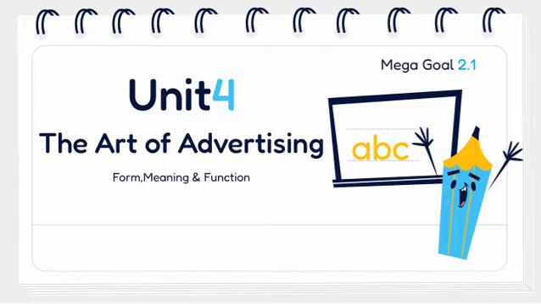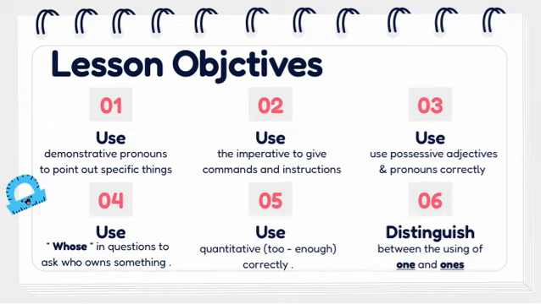Let's get started. Today, we'll focus on how to distinguish between different uses of words like one and ones. It's important to understand how to use possessive adjectives and pronouns correctly to show ownership clearly. We'll also cover how to use quantifiers like too and enough accurately in various contexts. Moving on, we'll look at the imperative form, which is essential for giving commands and instructions confidently.